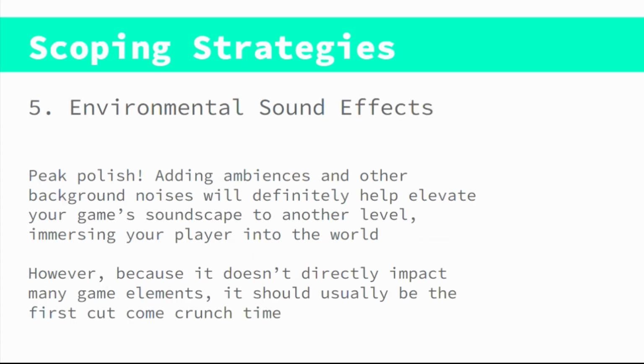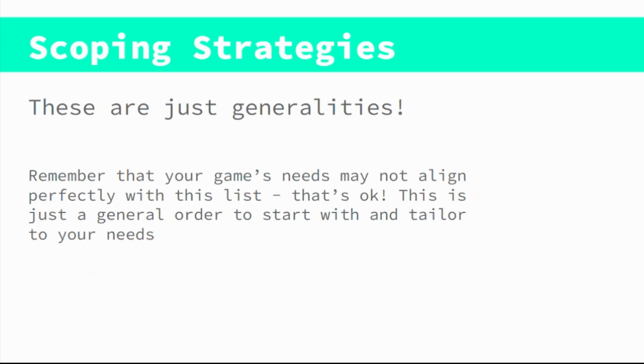Number 5 is going to be environmental sound effects, essentially ambience and other background details. This is peak polish. It adds so much to your game. It really helps bring your player into the world of your game and just kind of make things feel complete. If you have time, I definitely recommend trying to get some environmental sound effects in your game, but it also doesn't affect gameplay and is instead just some of that nitty-gritty stuff that should be the first to get cut if you're in that time crunch phase.